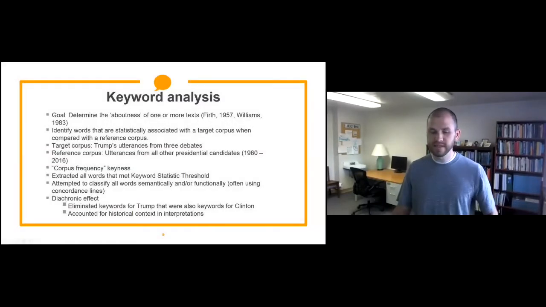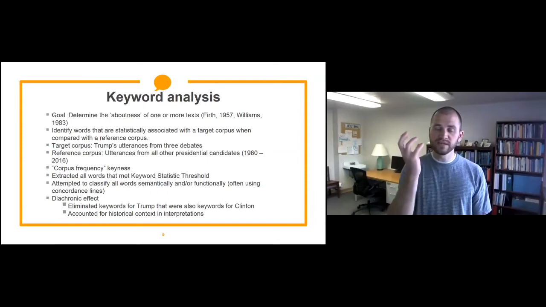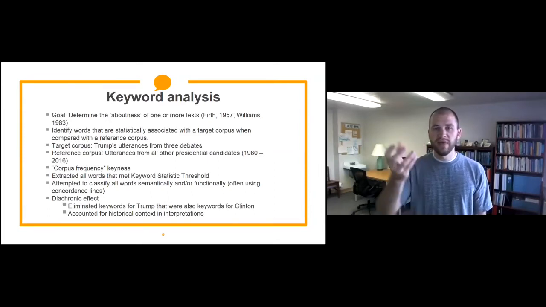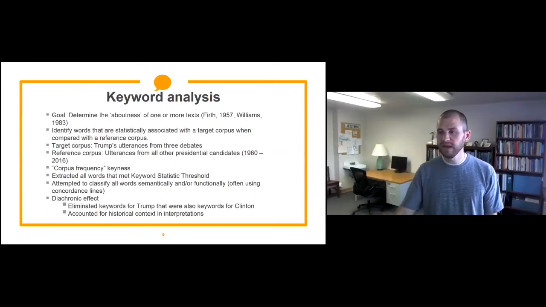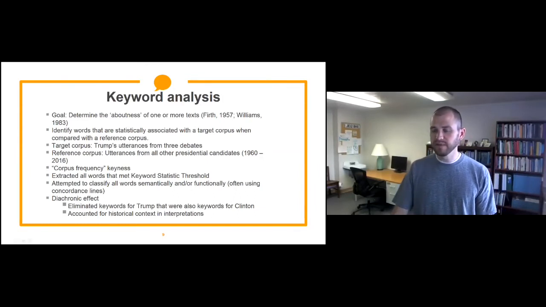Okay, so let's dive into the keyword analysis. The goal of keyword analysis is to determine the aboutness of one or more texts. Basically, we're trying to identify words that are statistically associated with a target corpus when we compare it with a reference corpus. What are those words that are strongly associated with one corpus that we don't see as much of in the other? And there are different ways of doing this.